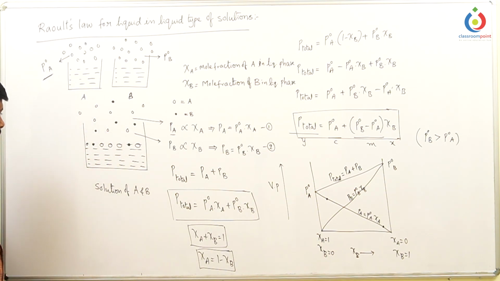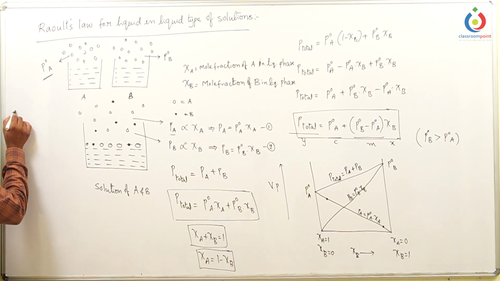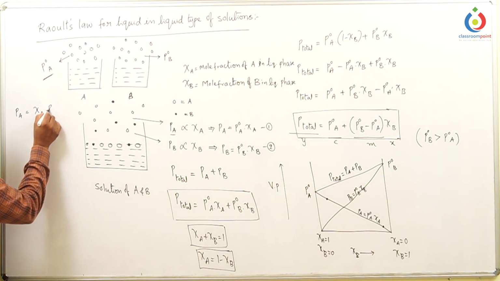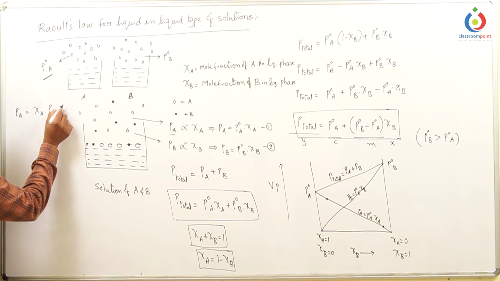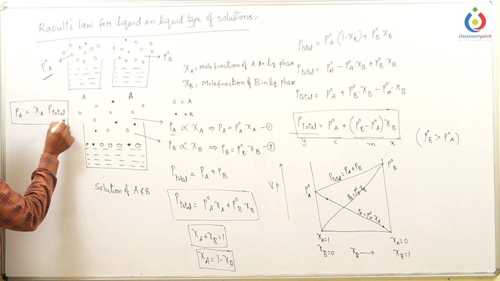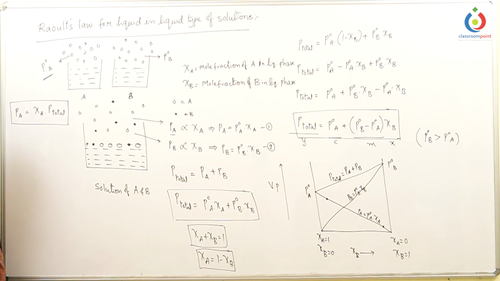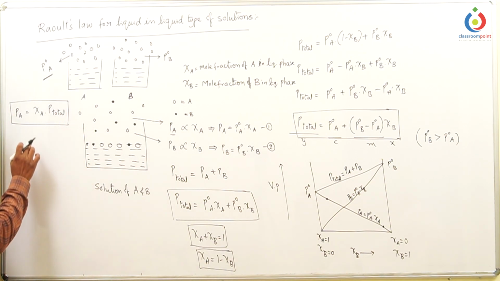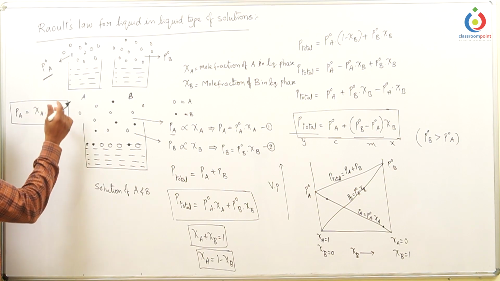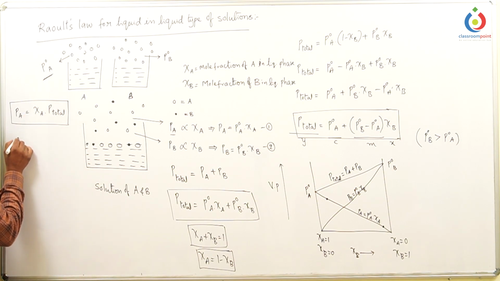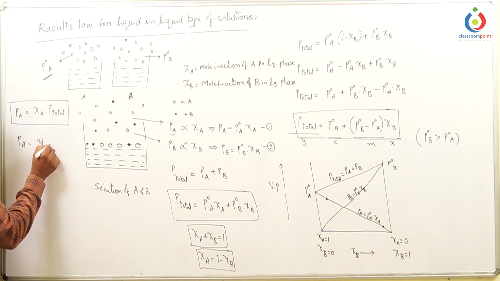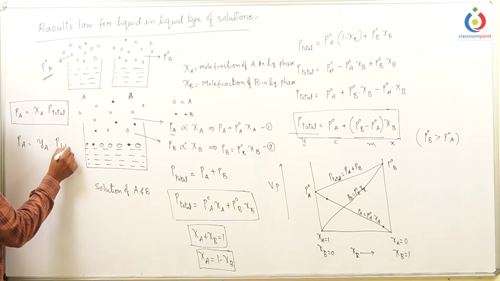According to Dalton's law, we know that partial pressure of any compound equals the mole fraction of that compound into total pressure. Remember, this is not applicable to the liquid, this is only for the gas phase. So now we are going to apply it to the gas phase. In the gas phase, I am going to consider the mole fraction of A as YA. So partial pressure of A equals mole fraction of A in the gaseous phase times total pressure.